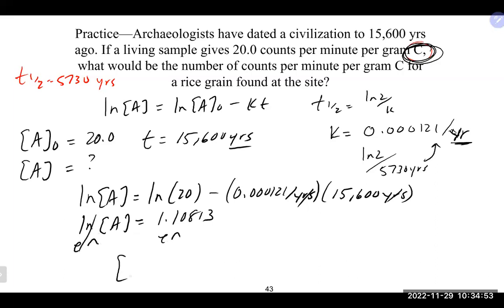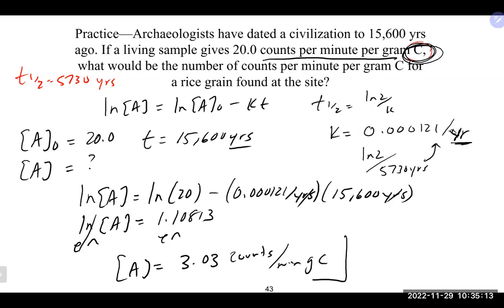That gets rid of that. A would then equal about 3.03. The units here would match the units of our initial, which would be counts per minute per gram of carbon, which again is just another sort of radioactive decay rate, like the other one. Does make sense. The initial guy was 20, right? So this guy should be decayed a while, so it should only be giving off fewer counts per minute per gram of carbon. Again, if you got more, then you did some math wrong.